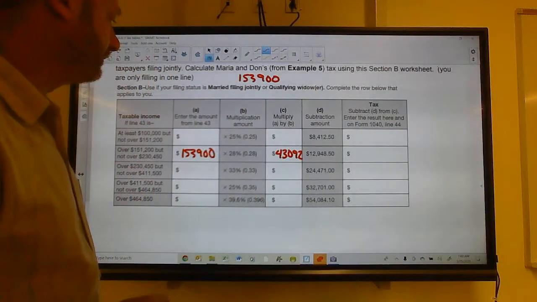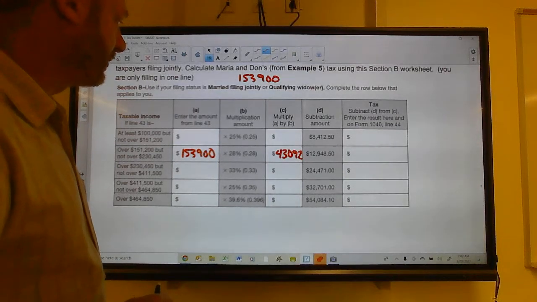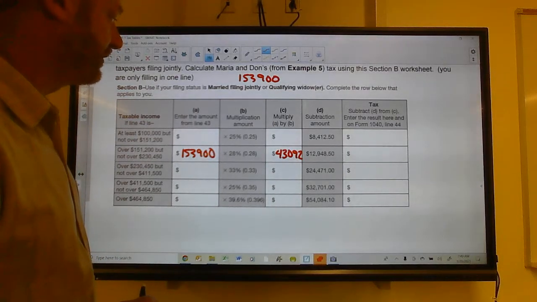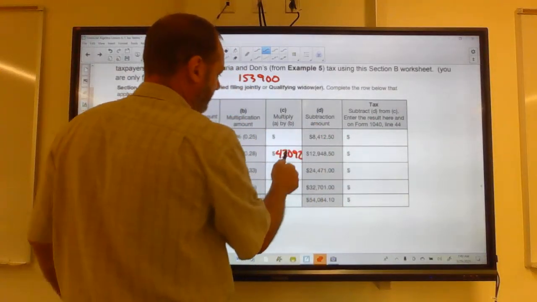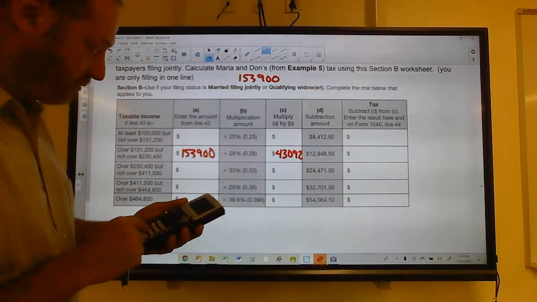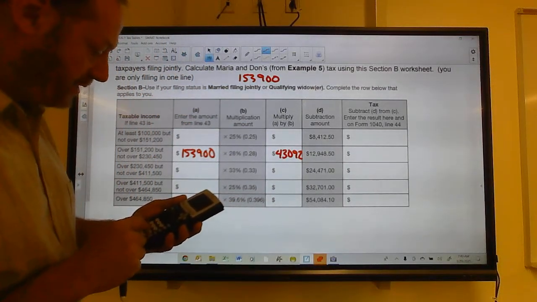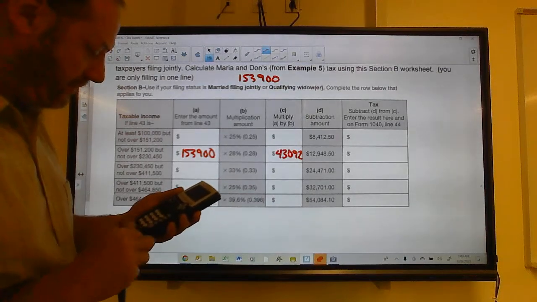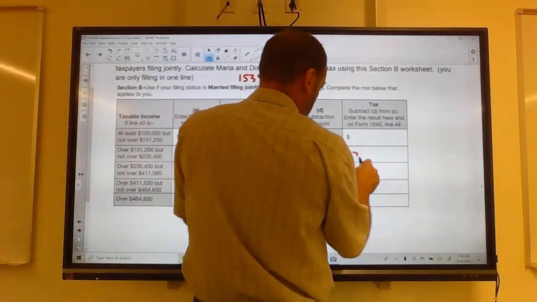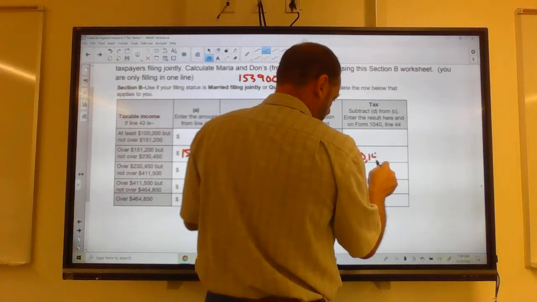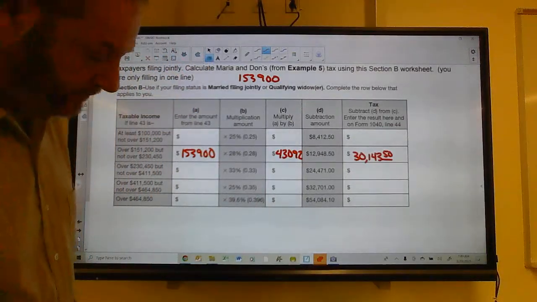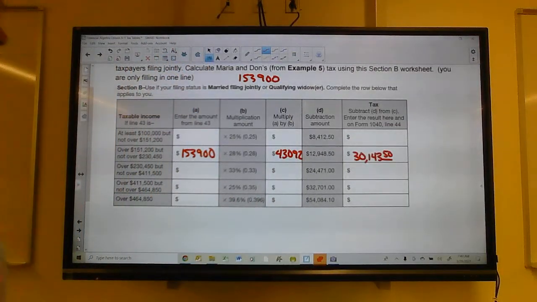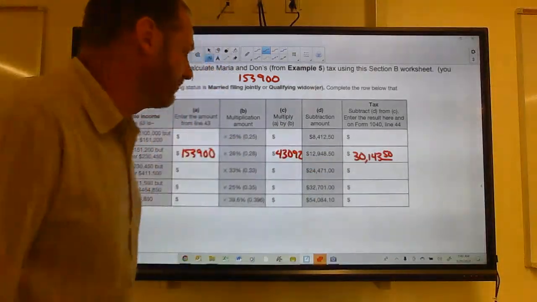And then we're going to subtract 12,948.50. It says subtract D from C, so we're going to subtract this from this. So minus 12,948.5. And we get $30,143.50. Okay, and so there's their tax that they're responsible for.